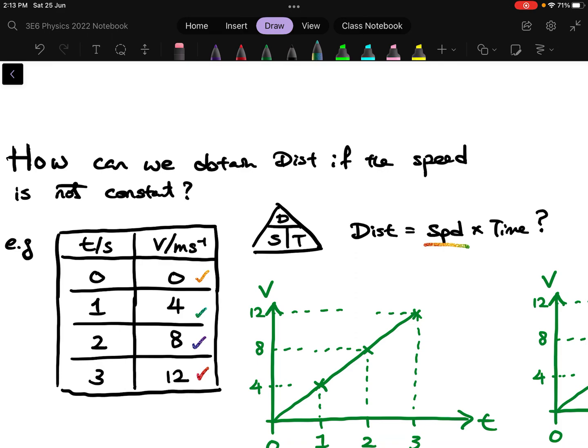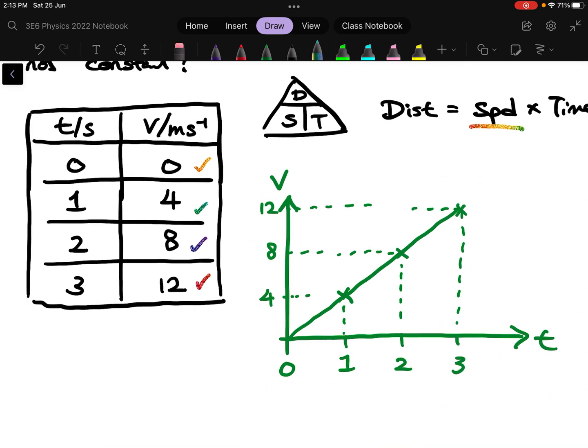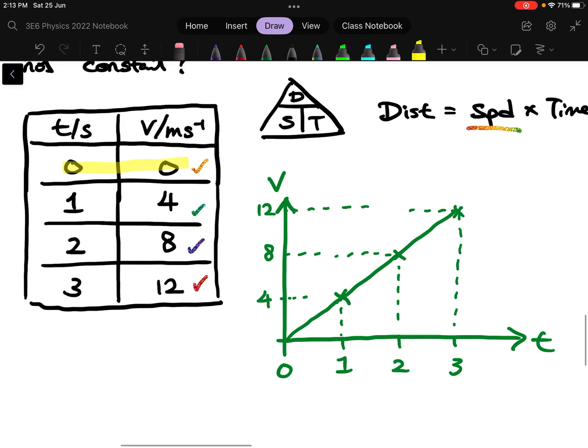How do you do it? That poses a challenge to us, because now motion is not limited to constant speed. The speed actually changes. So how are you going to get distance? To do this, we need to sketch a VT graph. When we sketch a VT graph, you can see that we start at 0, 0. Time equals 1, v equals 4. Time equals 2, v equals 8. Time equals 3, v equals 12. Then we will have a graph like that. So how do I find the distance?